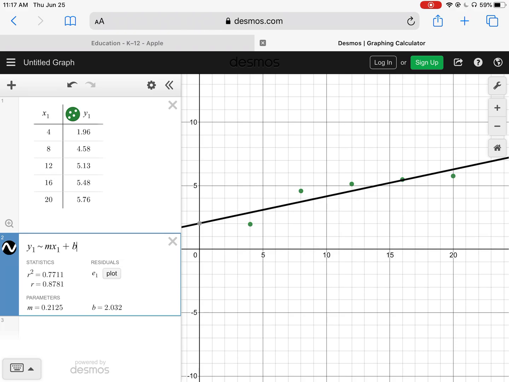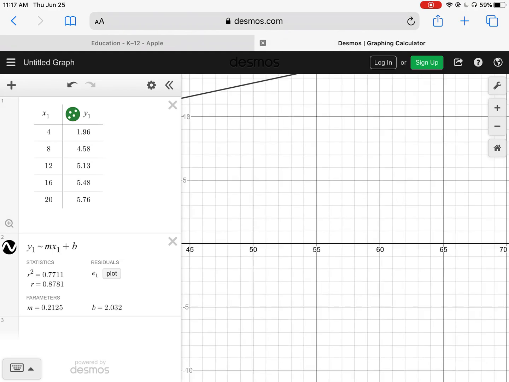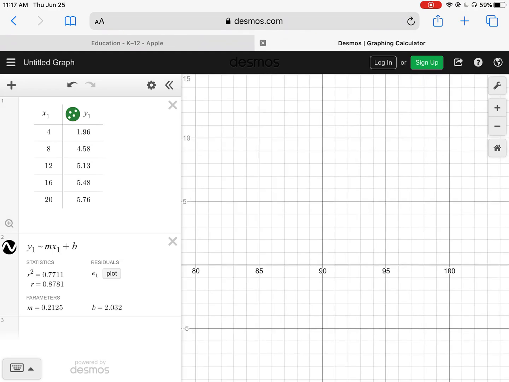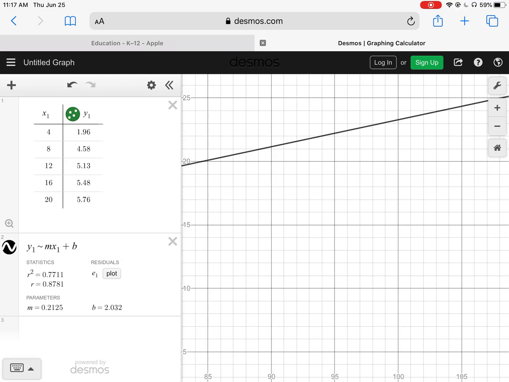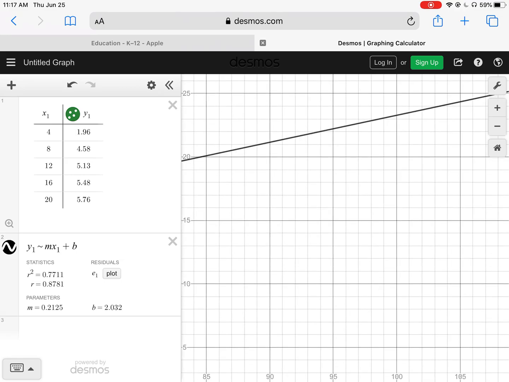So one thing I could do is go all the way out to when x is 100 and find the line, put my finger on the line, and you can see it's a little touchy, but right there when x is 100, y is 23.282. So that's one way you could do it.